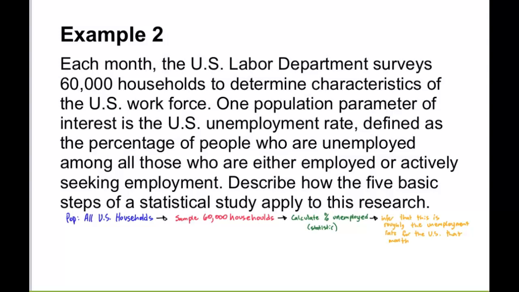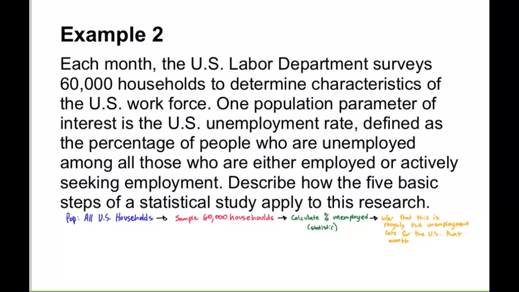And I say roughly because if they sampled a different 60,000 households, do you think they would get the exact same percentage of unemployed people? No, right? Likely not. And that's not because they didn't take a good sample. Even if you take a good sample that's representative, you're going to get slight differences from sample to sample, right? That's called sampling variability. So when we make this inference, we know that there's probably a little bit of a buffer, a little bit of a margin of error, but we're drawing conclusions that this is roughly what the U.S. unemployment numbers are for this month.